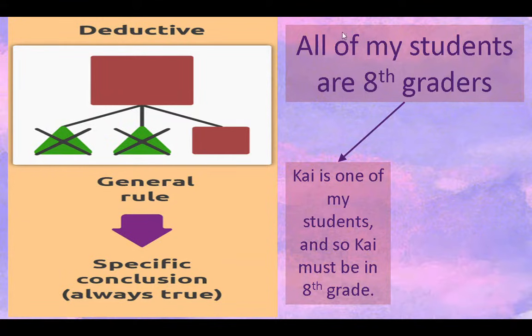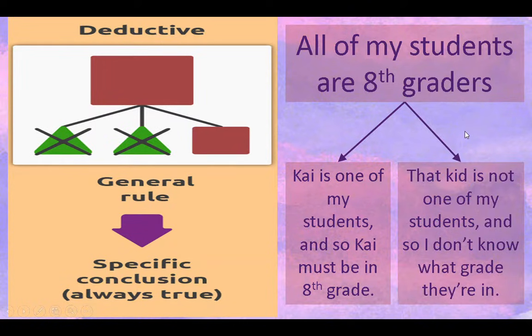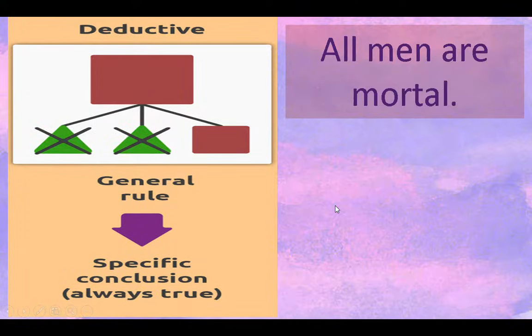Now be careful with this, because if I see a kid in the hallway who's not one of my students, that doesn't mean they aren't in 8th grade. It just means I don't know what grade they're in. All I know is that my students are all 8th graders, so if you see one of my students, they're an 8th grader. This is the classic example of deductive reasoning.